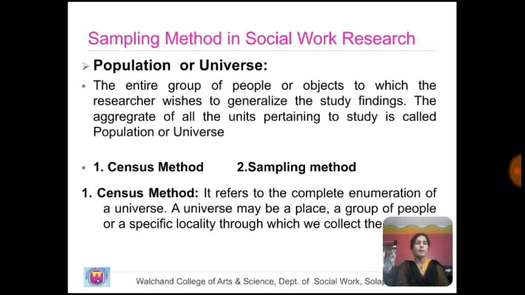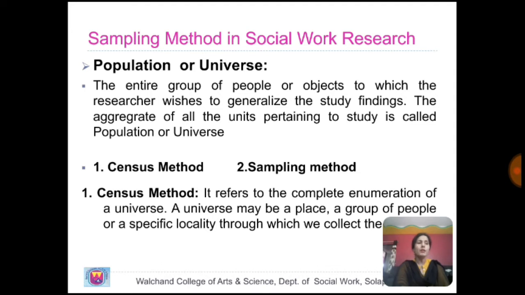To begin with, in order to understand the sampling, we need to understand the meaning of population or universe. The definition of population or universe is a complete set of elements, persons or objects that possess some common characteristics defined by sampling criteria established by the researcher and on which the researcher wishes to generalize the study findings. So, the universe is the target population of the study. The aggregate of all the units pertaining to study is called population or universe.